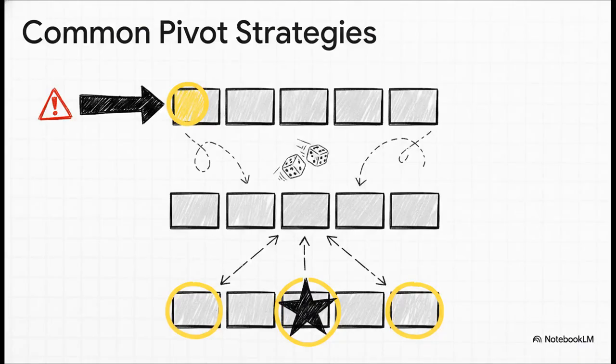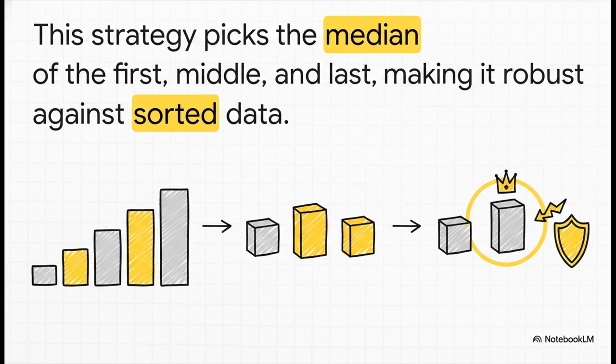Okay, so just picking the first or last element is simple, but as we just saw, it's risky. A much better idea is to just pick an element at random. I mean, the chances of you randomly picking the worst possible pivot every single time are astronomically low. But one of the most popular and robust strategies is something called median of 3. And this is a really brilliant compromise. Instead of just grabbing one element, you look at 3 of them: the first one, the one in the dead center, and the very last one. Then you just pick whichever of those 3 is the median value, and that becomes your pivot.